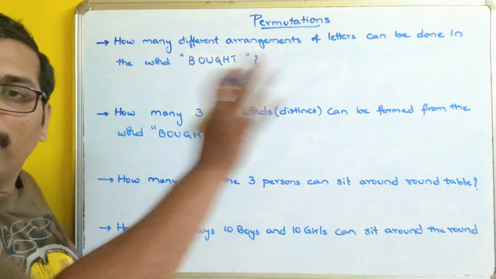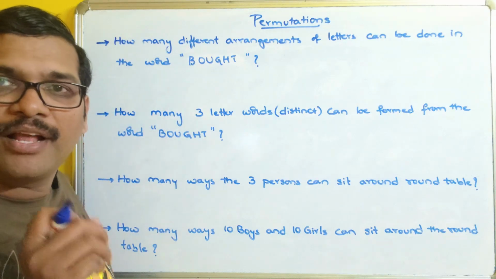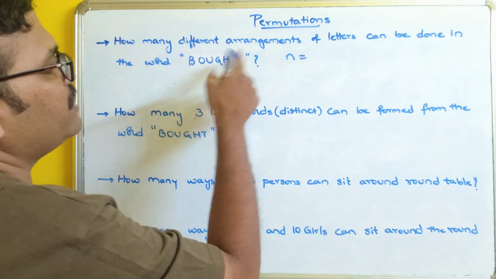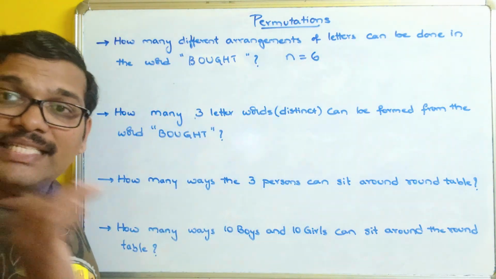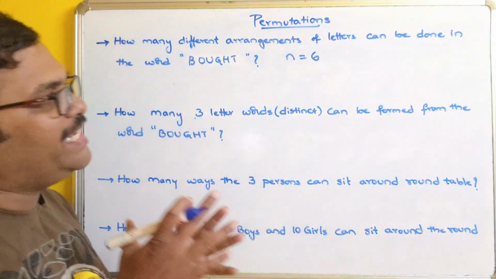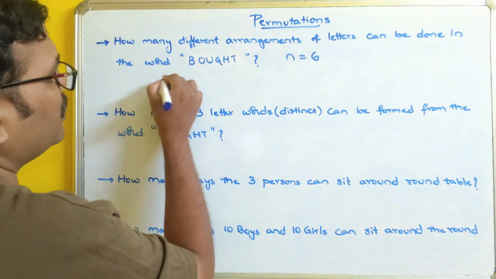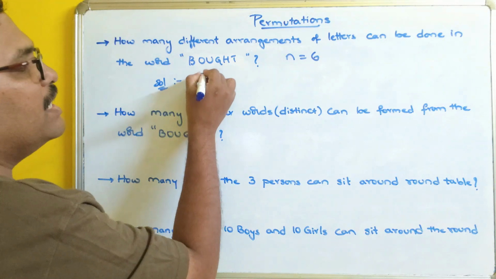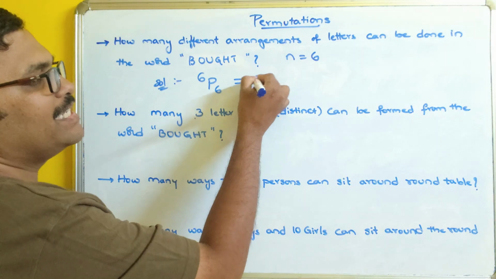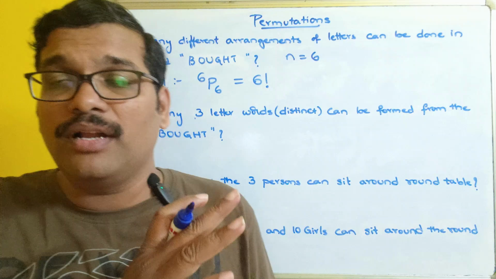Here there are no repetitions, whereas in the previous word we had a repetition of a. So how many letters are there? n is equal to 1, 2, 3, 4, 5, 6. All the 6 letters are distinct, meaning different letters. If we want to arrange those distinct letters, that means without any repetition, the solution is 6P6, which is nothing but 6 factorial, because all the letters of this word are unique.